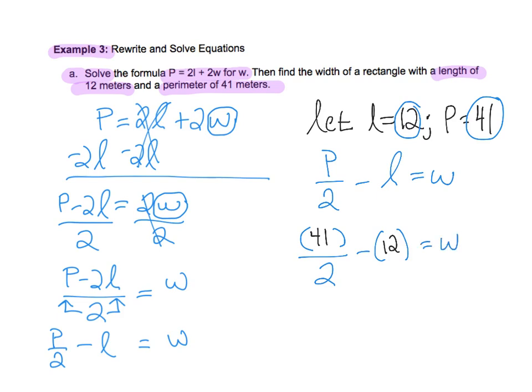And then I got to do my order of operations. So I see division and subtraction on that left-hand side. So I would go ahead and just take a few minutes to divide first. So 41 cut in half would just be 20 and a half. Minus 12 equals 8 and a half. So my W is 8.5. So we could say W, or our width, is 8.5 meters.